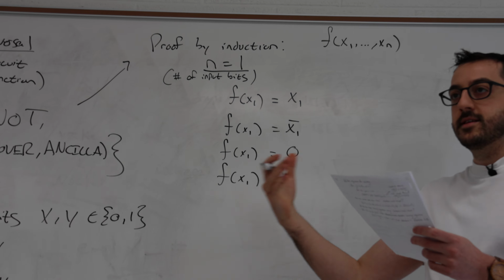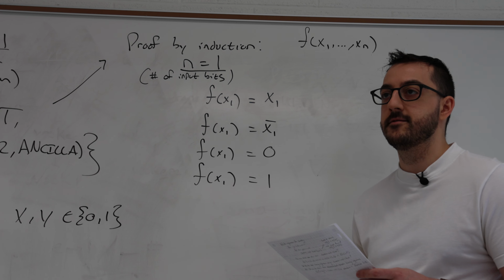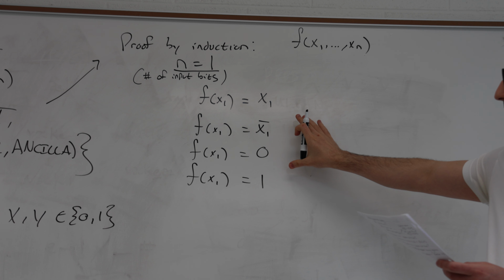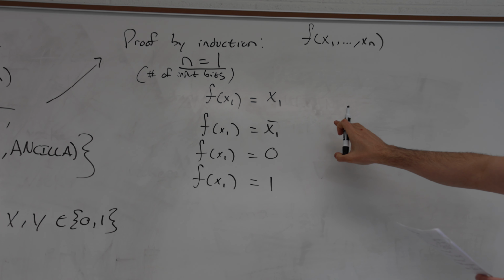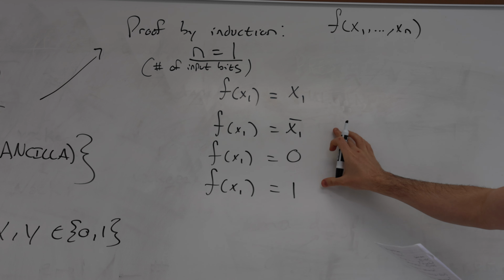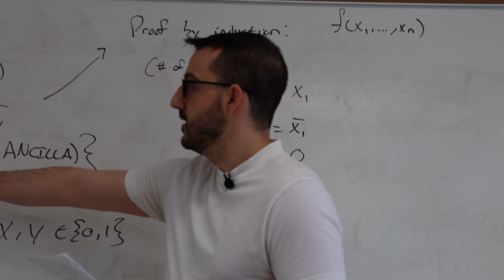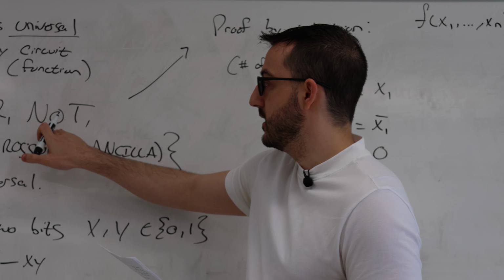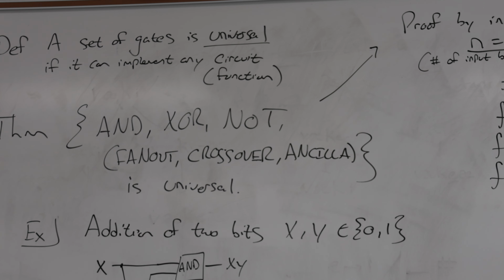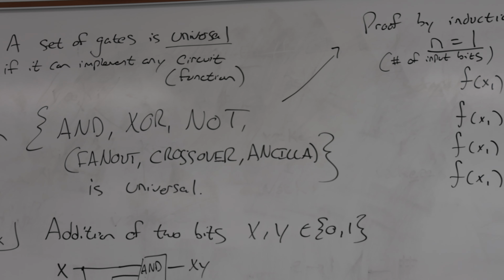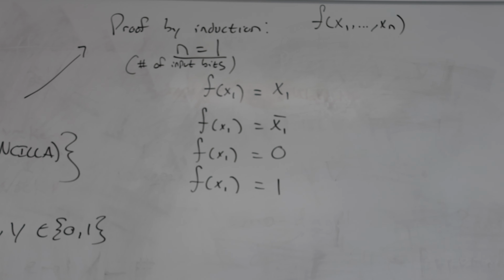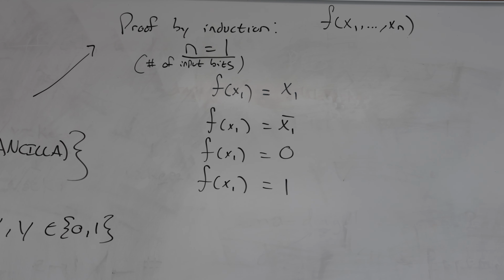So let's try to do this as a bit of active learning. I want you to work with yourself or with a neighbor to construct circuits for each of these four functions. The only thing that you're allowed to do is use AND, XOR, and NOT, and you can also use these implicit operations. Okay, so let's take a few minutes to try to work out circuits for each of these cases. If we do that, we'll have proven the base case, and that's the first step of this proof.